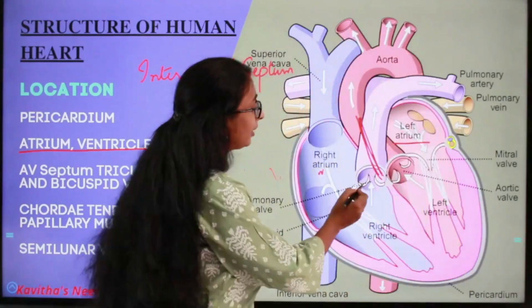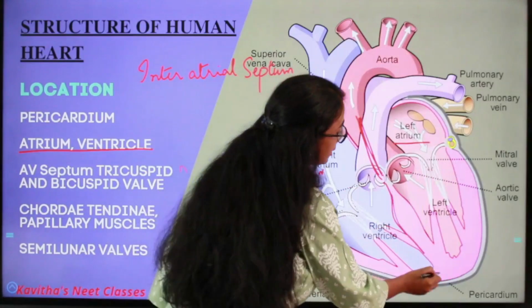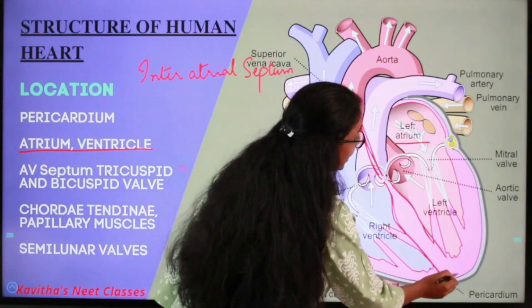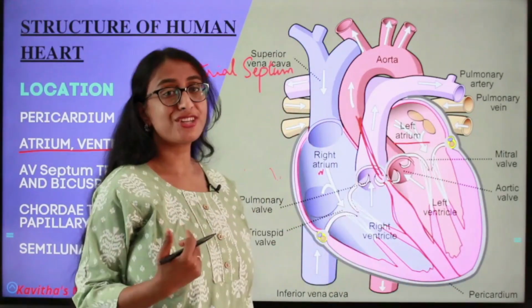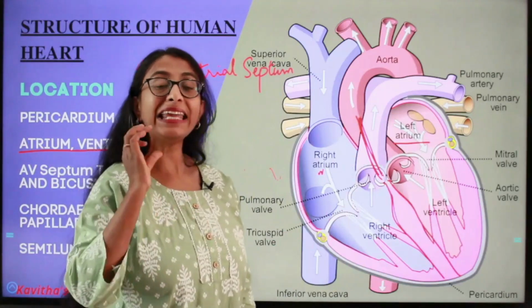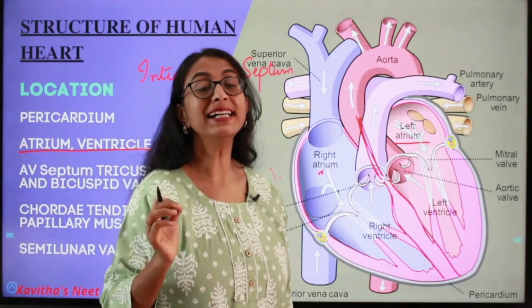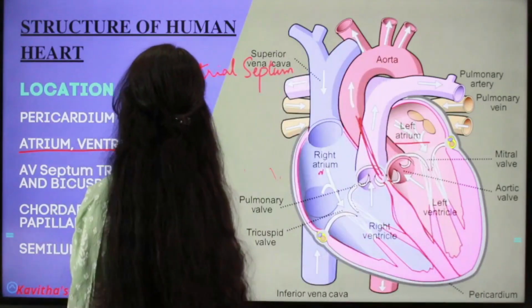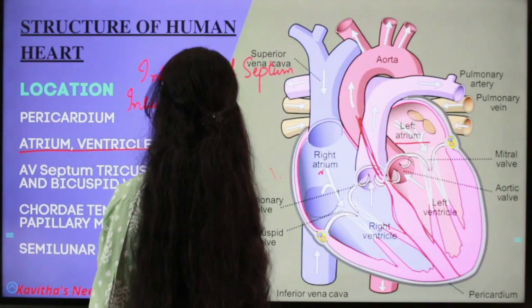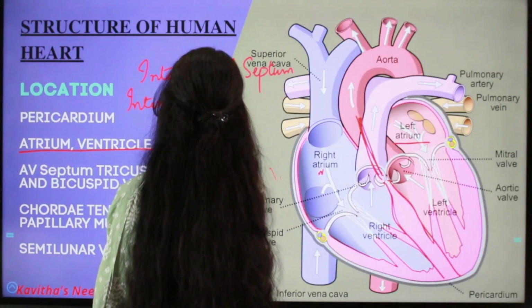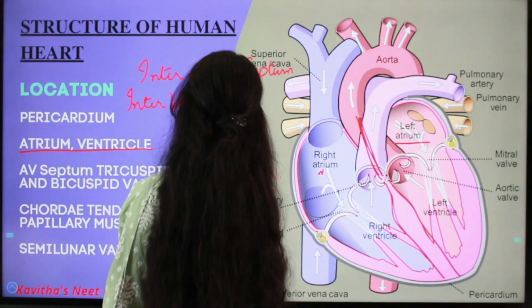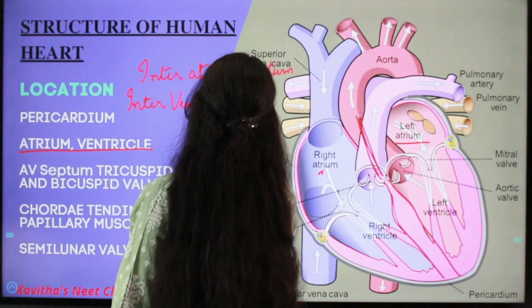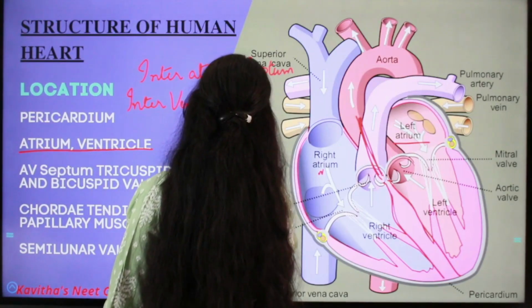Whereas a thick muscular wall separates the right ventricle from the left ventricle, and this thick muscular wall is called the interventricular septum.